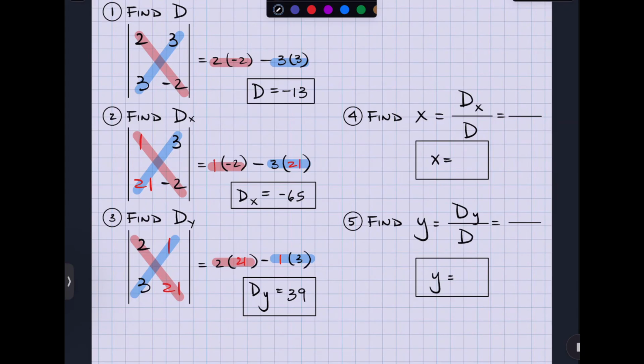So to find our x, we've got to do dx divided by d. dx is negative 65, divided by d, negative 13, and we get 5. dy is 39, divided by d, negative 13, and we get negative 3. So there is my x and y value.